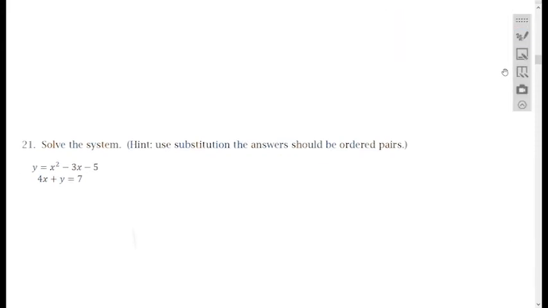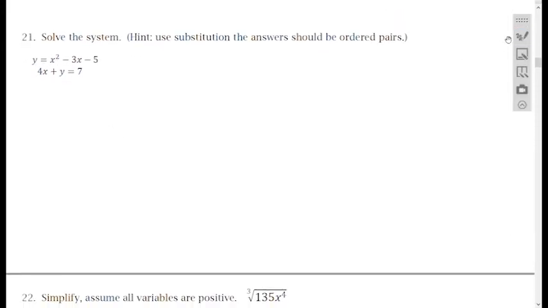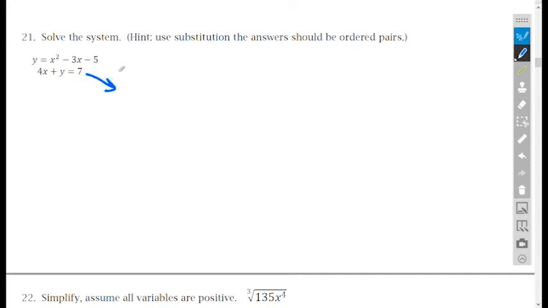Okay. 21. Solve the system. Use substitution. The answer should be in ordered pairs. Okay, so if I want to solve this system, then I need to use substitution here. The easiest thing is going to be to rewrite this one in terms of y.